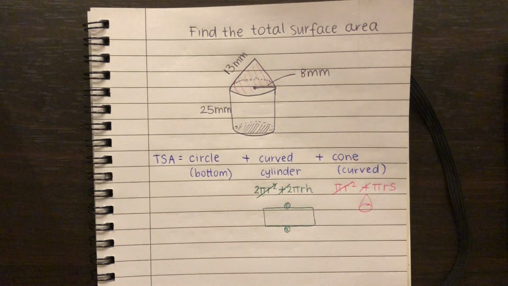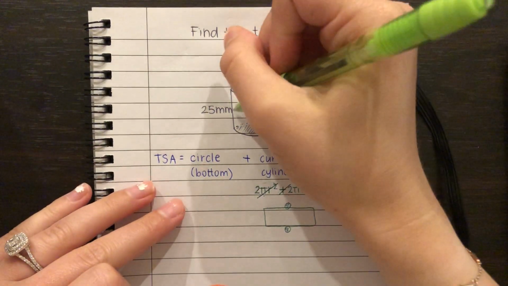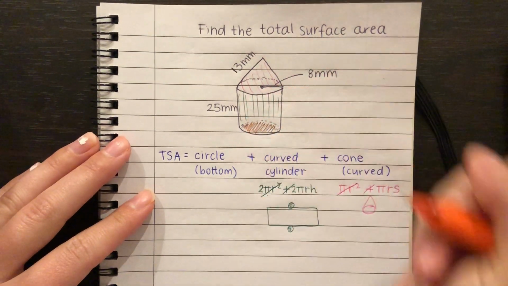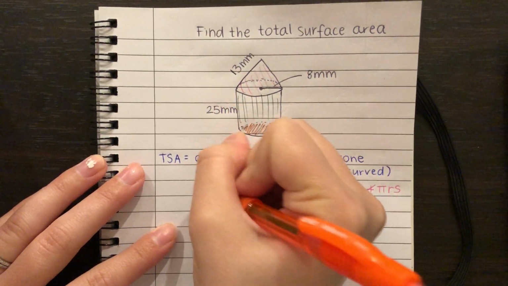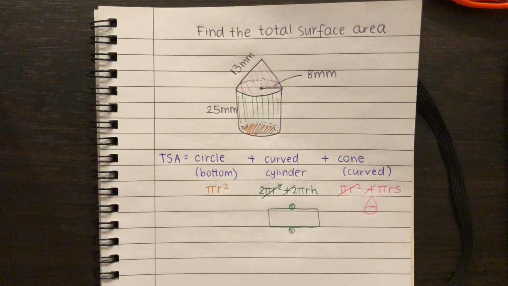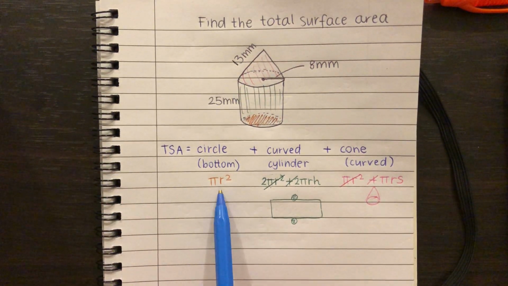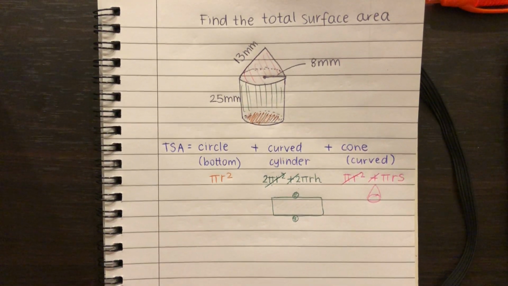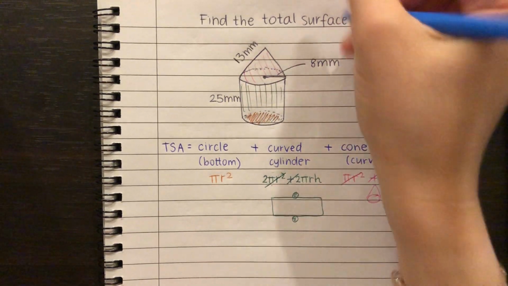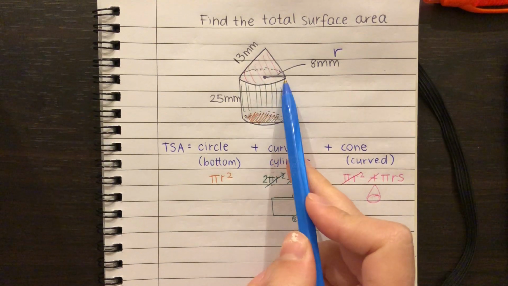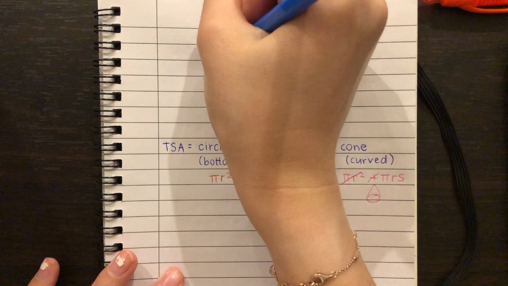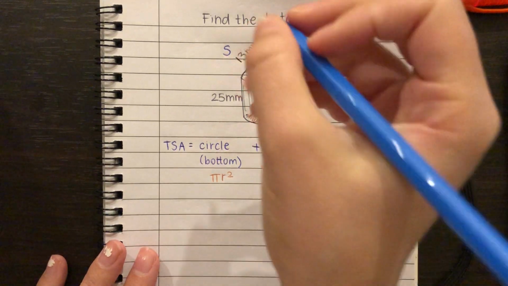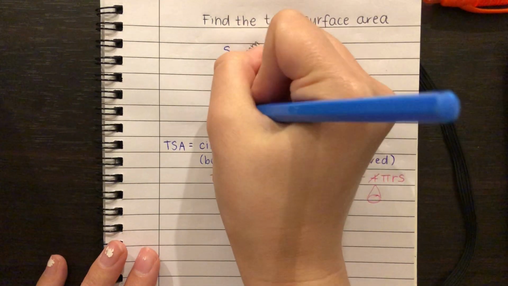And then lucky last, we've got the orange circle down the bottom. So I'll do it in orange. Obviously, you know that the area of a circle is pi r squared. Now I just need to substitute my values in for each of these colors and I'll find the total surface area. So here we have our radius, so half the circle, 8. 13 is our slant height, which is our S, and 25 is our height, so the height of the cylinder.